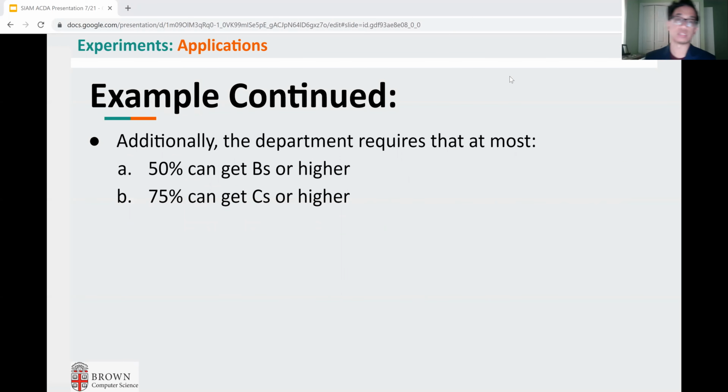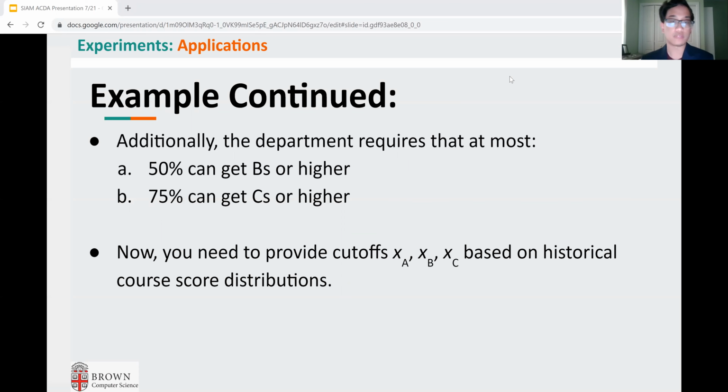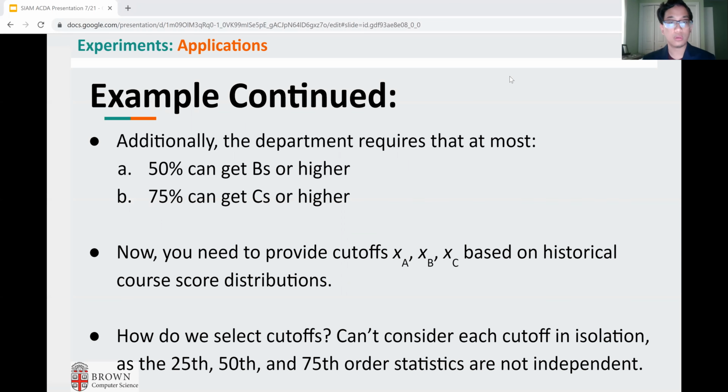Well, let's complicate the example slightly. We now assume that the department additionally requires that at most 50% of students get B's or higher, and at most 75% get C's or higher. So now, we must select cutoffs X sub B and X sub C in addition to X sub A. This problem becomes a bit trickier as our old approach of independently selecting a threshold no longer applies because the order statistics themselves are dependent, despite the random variables being independent.